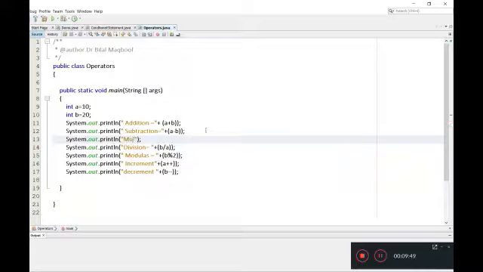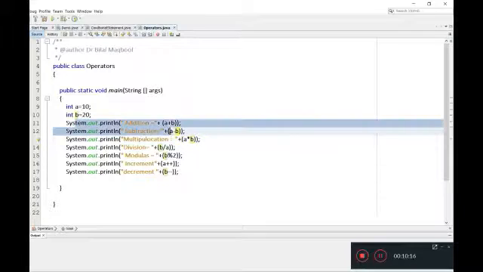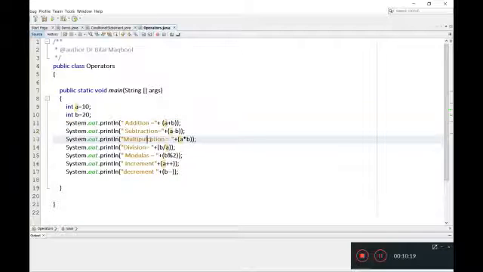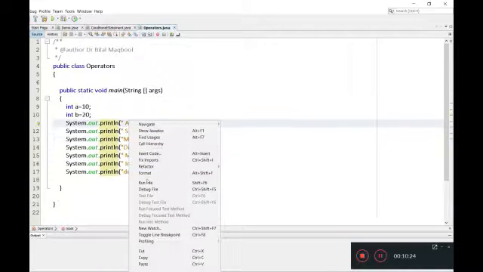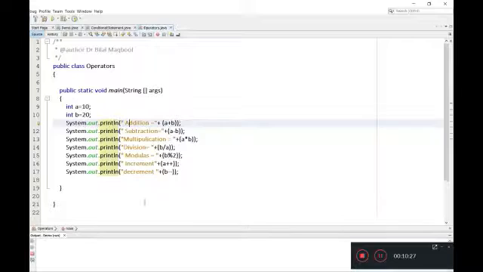System.out.print multiplication equal to a multiplied by b. So let us run this first. We have taken addition, subtraction, multiplication, division, modulus, increment, and decrement. So let's run this file. This is running the file.